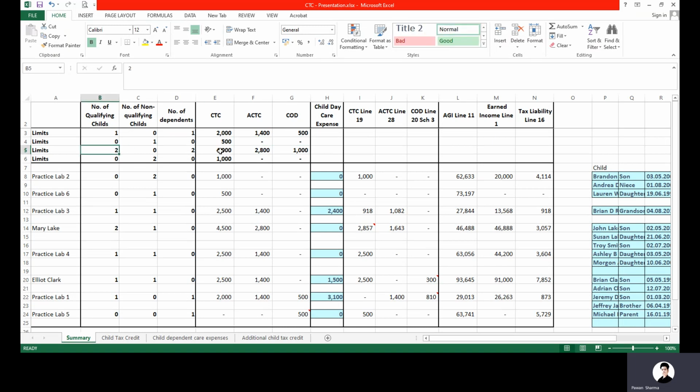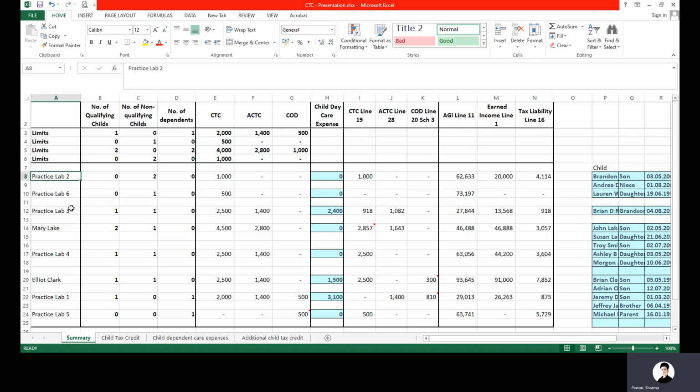I have two qualifying children, so I will get double the amount, $4,000. A non-qualifying child doesn't affect two dependents, my father and my mother, so I will get $1,000. Two non-qualifying children: I will get $500 each for my non-qualifying children, who are either not dependents or not under the age of 17. Now let's discuss one by one.